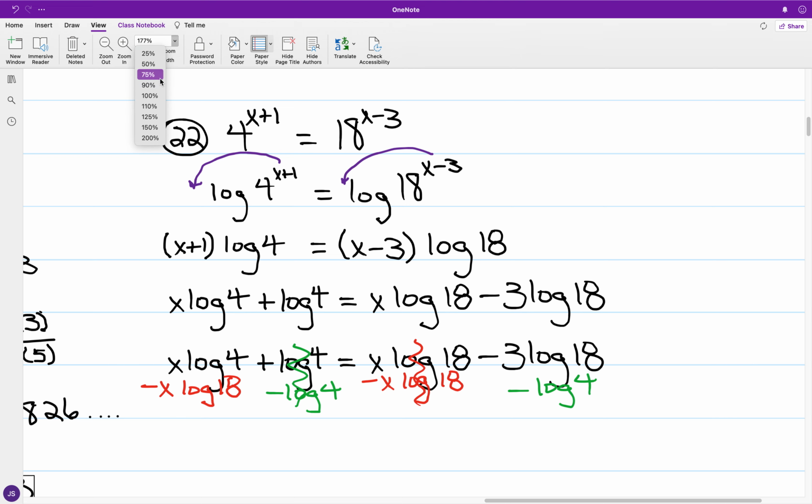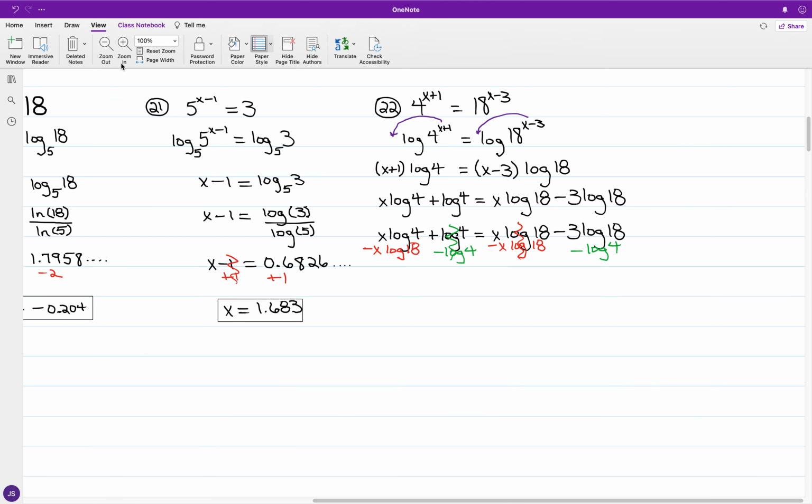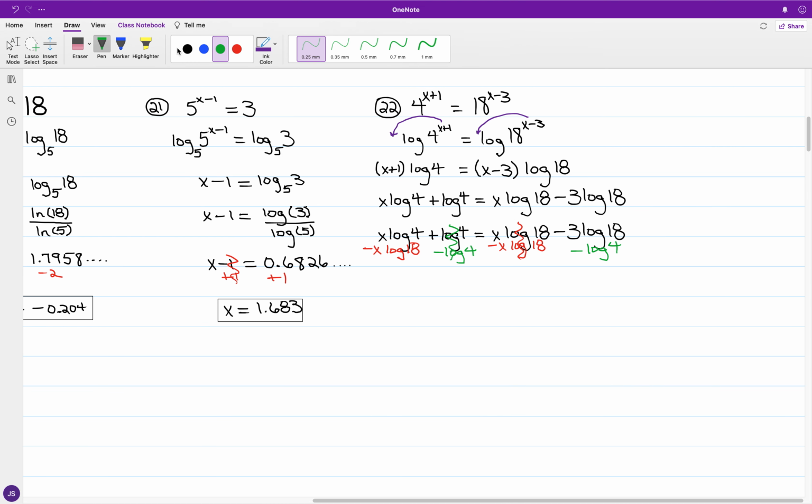So for what we have here, we've got the difference in the variable terms. You have x times the base 10 logarithm of 4 minus x times the base 10 logarithm of 18, and that is going to be equal to negative 3 times the base 10 logarithm of 18 minus the base 10 logarithm of 4.